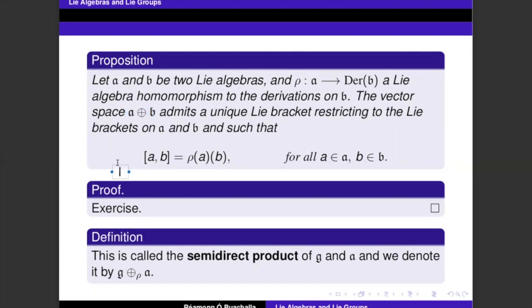So what is it? Just like the direct sum, we've got two Lie algebras, but we've got a third piece of information. Namely, we've got a representation of our Lie algebra A on the Lie algebra B, which is to say we have a Lie algebra homomorphism into the derivations on B. So we're representing the Lie algebra A on the Lie algebra B. We call this representation rho.